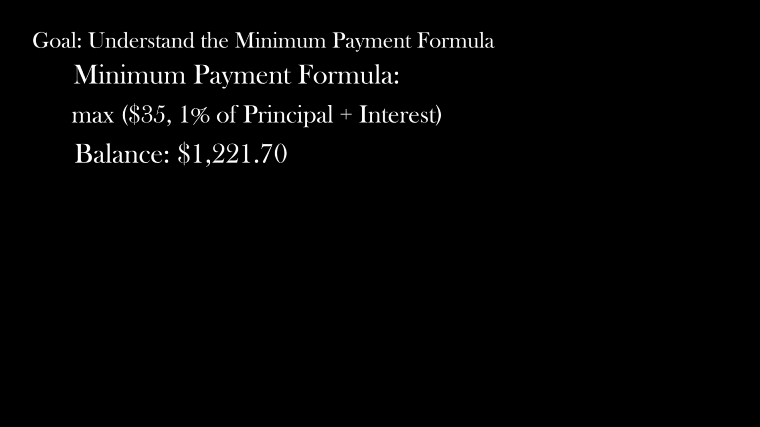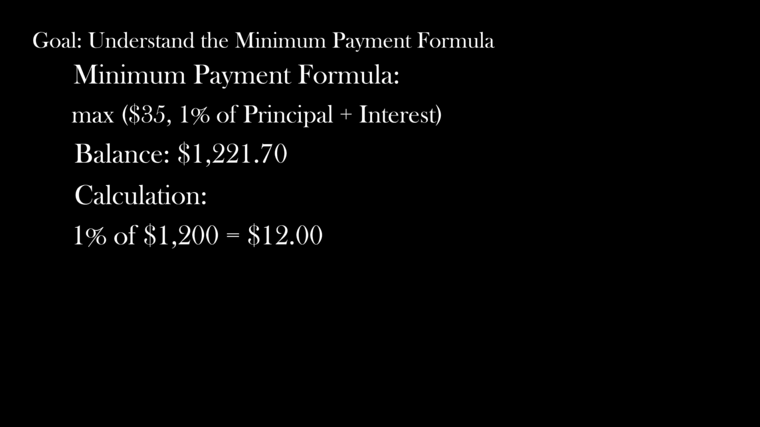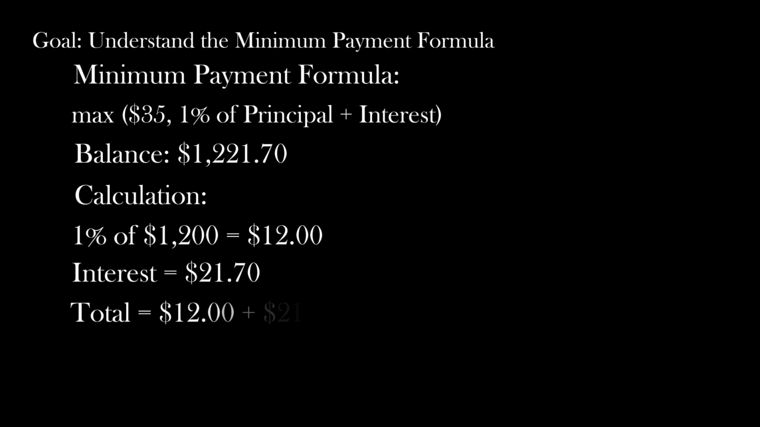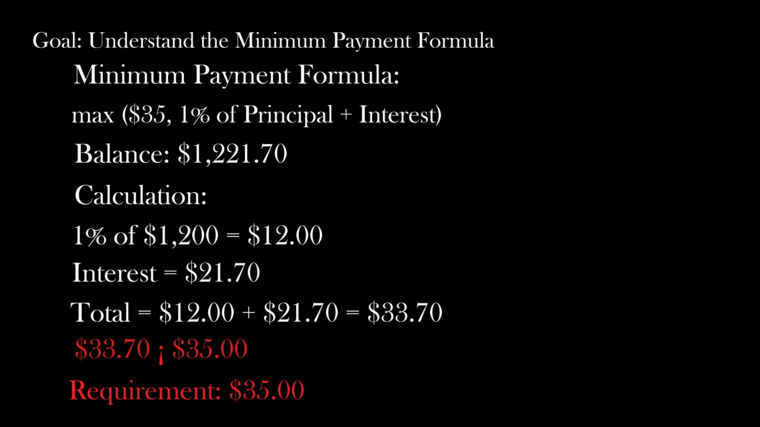Let's use our previous example. We had a balance of $1,200 and an interest charge of $21.70. If the bank uses the 1% plus interest rule, 1% of $1,200 is $12. Adding the interest of $21.70, the total calculated minimum payment is $33.70. Notice something critical here. Since the $33.70 payment is lower than the $35 flat fee, the bank will likely require you to pay $35.